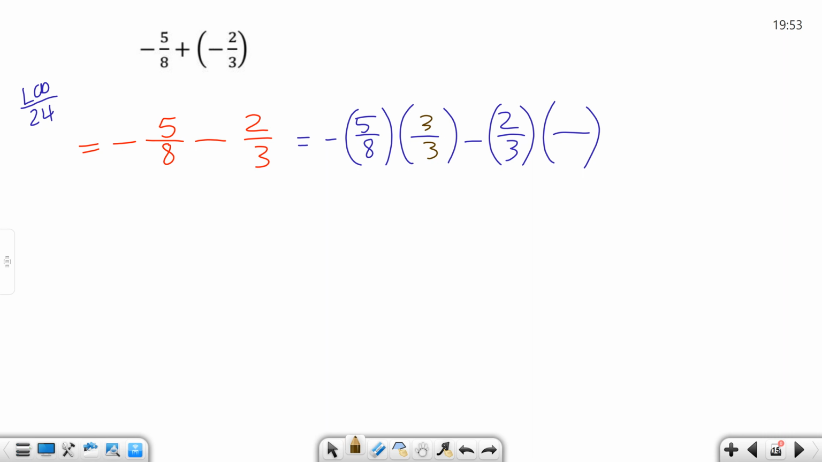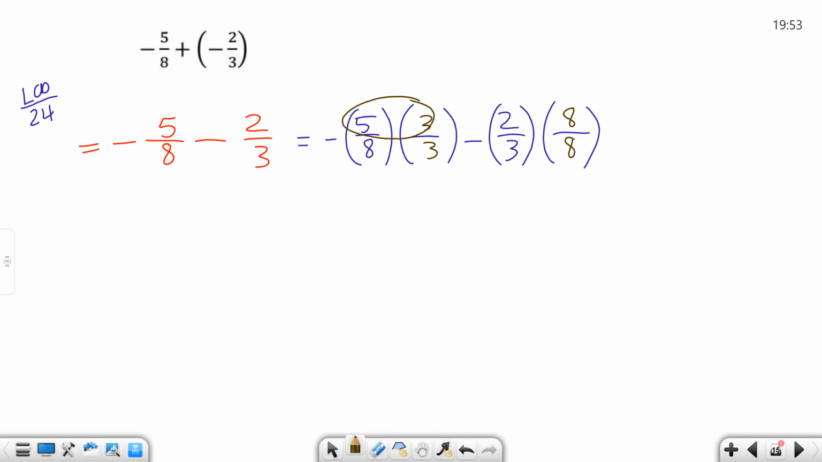Whatever you do in the bottom, you have to do in the top, denominator, numerator. So then what do I multiply by 3 to get 24? 8. So this is going to be an 8 down here, and it's got to be an 8 in the numerator up top. So then I go to multiplying. Don't go to simplifying here. You're trying to get equivalent fractions with the same denominator.